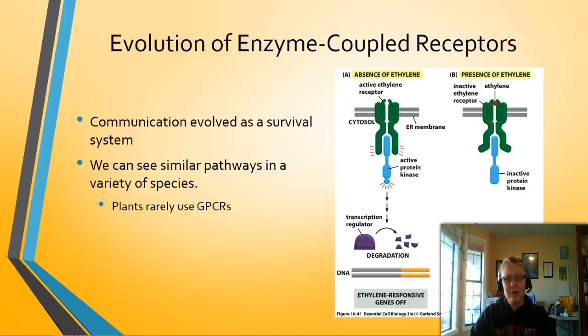And we see similar pathways in all of our different species, but they're all a little different. It's important to see that enzyme coupled receptors are used mainly in plants, whereas GPCRs are our main receptors in animal cells. So you can see that through the tree of life, there is a divergence in how these receptors are used. So it's important to understand that there's this evolution process, and it varies on the organism as to what's going to be used.